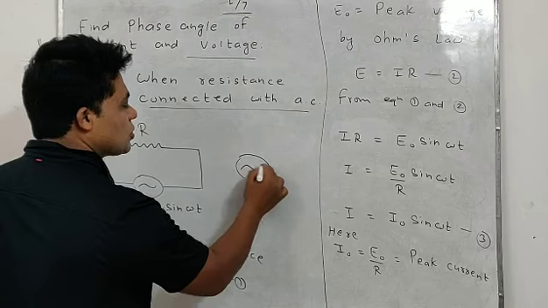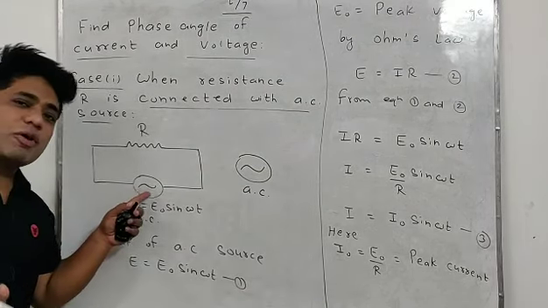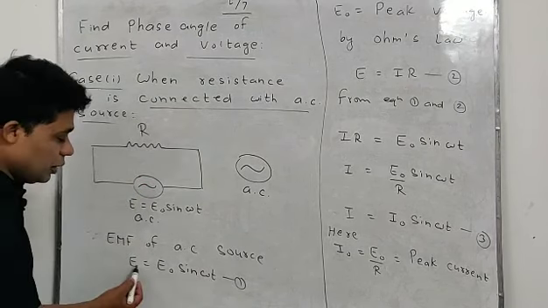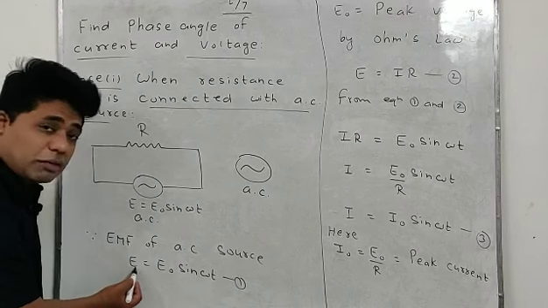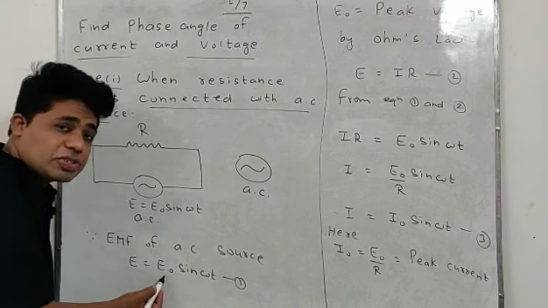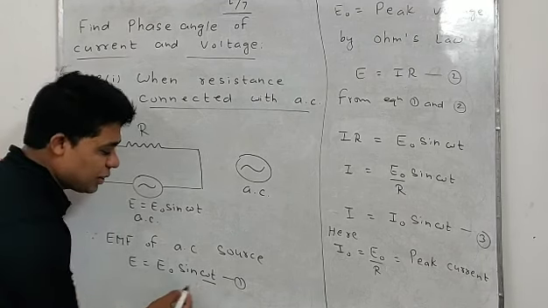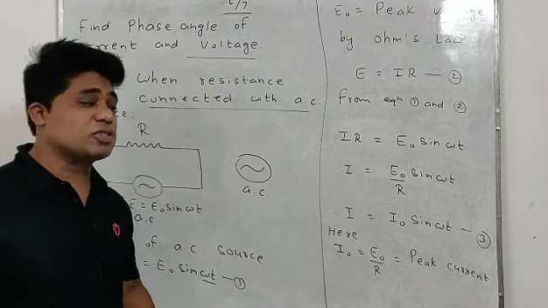This, as you know, is the symbol of an alternating source. So we know what is the EMF of an AC source? E equals E naught sin omega t, where E is the alternating voltage and E naught is said to be the peak or maximum voltage. And this angle is said to be the phase angle, omega t. Omega is angular frequency.